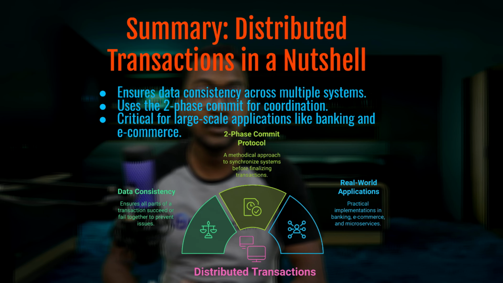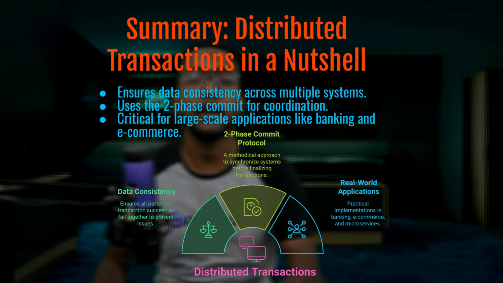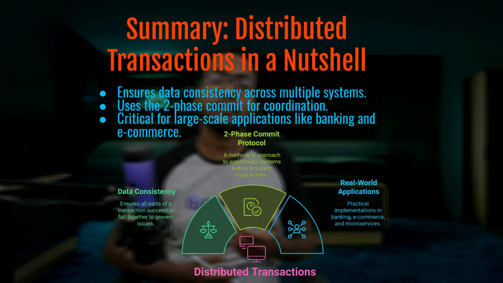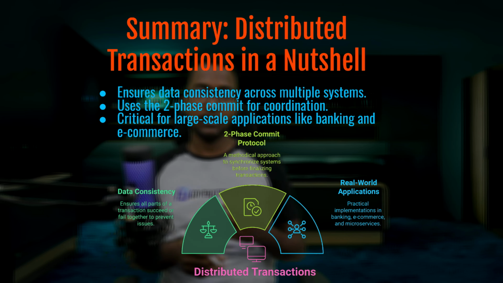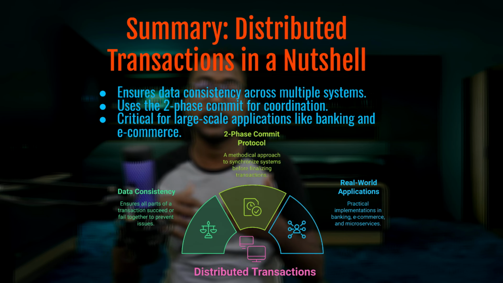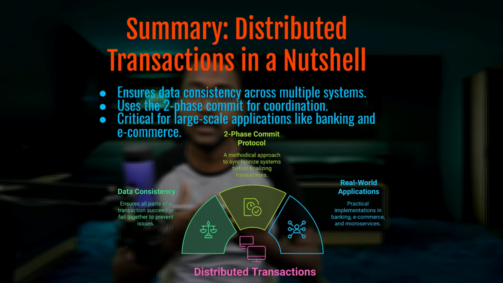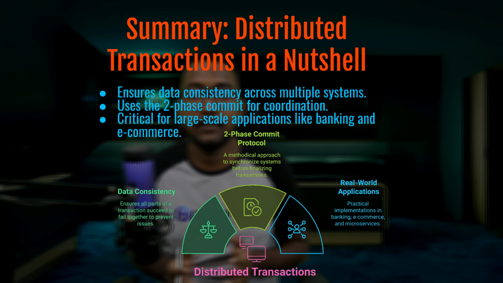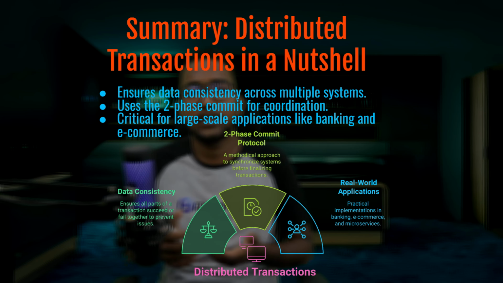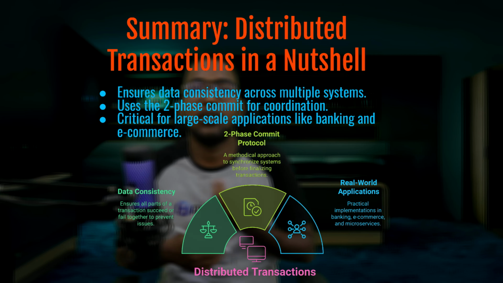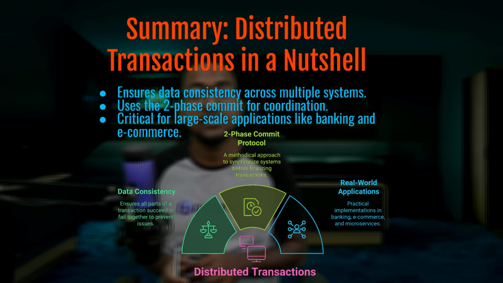We also explored the two-phase commit protocol, or 2PC protocol, which is a widely used method to manage distributed transactions. It works in two phases. First of all, prepare, where all systems check if they are ready to commit, and the second phase is commit, where the transaction is finalized if everyone is ready, or rolled back if something goes wrong. This ensures that all systems are in sync before making changes permanent.